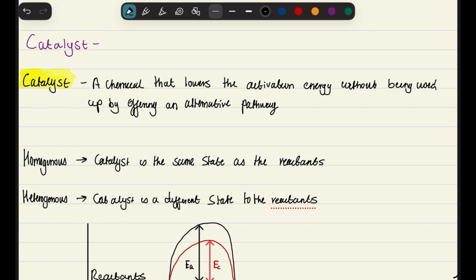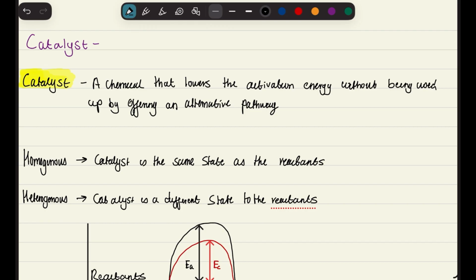Something else your spec wants you to know is the importance of catalysts. So, a catalyst is a chemical that lowers the activation energy without being used up by offering an alternative reaction pathway. This is something that I believe you should have covered at GCSE. Now, in terms of catalysts, we have two types, homogeneous and heterogeneous. And basically similar to other things you would have come across in chemistry and biology. Homo, same, hetero, different.